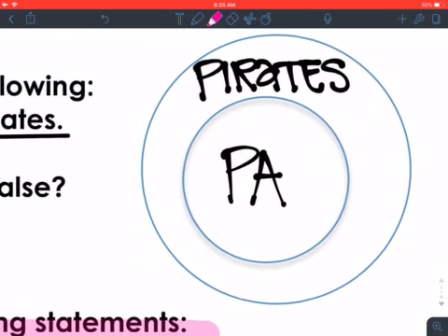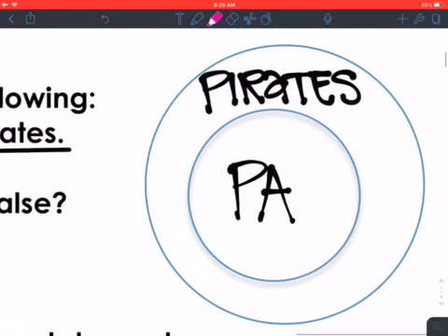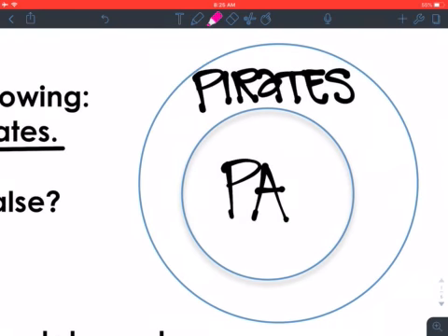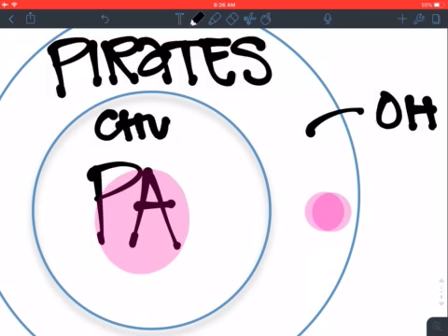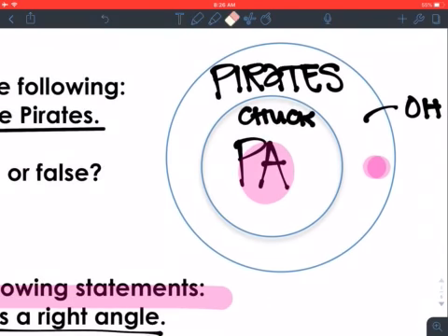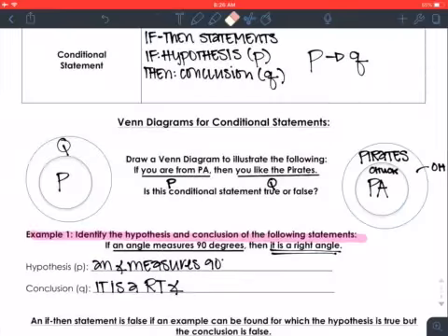But what this Venn diagram is communicating to us, outside of the fact that it's not a true statement, is that if you are from Pennsylvania, you have to like the Pirates. Right, but if you like the Pirates, that doesn't necessarily mean that you have to be from Pennsylvania. So you could have someone from Ohio that likes the Pirates, and that's okay, okay? But if, for example, Chuck is from Pennsylvania, he has to like the Pirates. That's what the Venn diagram is communicating to us, okay?